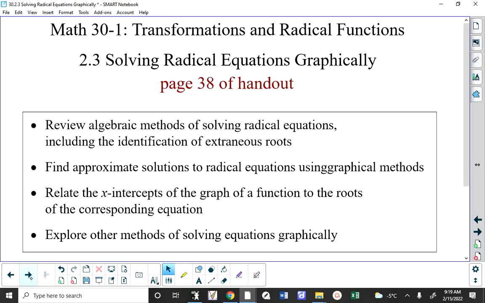We're going to find approximate solutions to radical equations using graphical methods, which ties us into the connection between x-intercepts and solutions to equations. And there are other ways that we can solve things graphically. The last two bullets here are things that shouldn't be new to you. Don't try to decipher what I mean by that. I'm just going to come back to that idea later and say, you can do this with any equation and it should have been taught to you already.